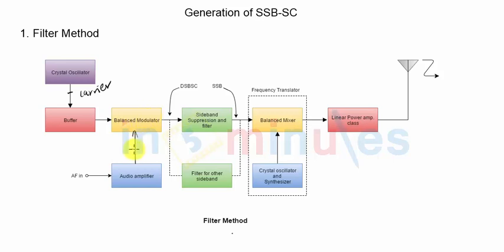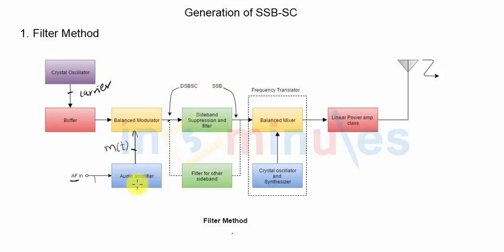The second signal is nothing but my modulating signal. You can see it is coming from some modulating signal source. AF here stands for audio frequencies. Once again, it is first amplified to the desired levels and then given to the balanced modulator. The output of the balanced modulator will obviously be nothing but the double sideband suppressed carrier.